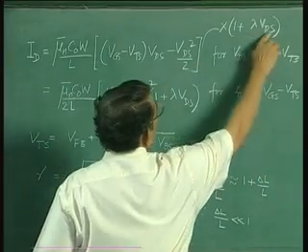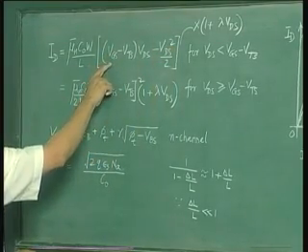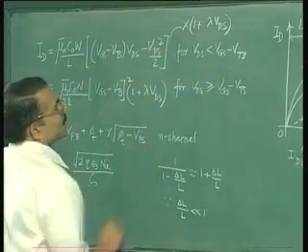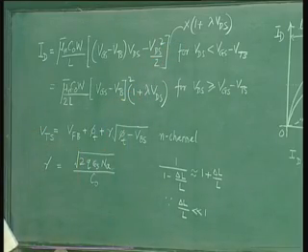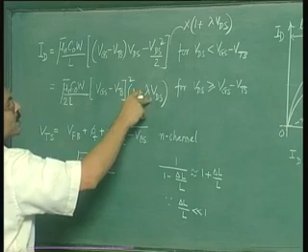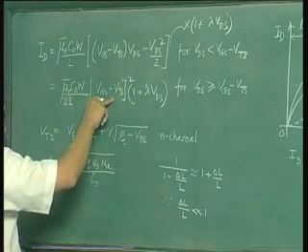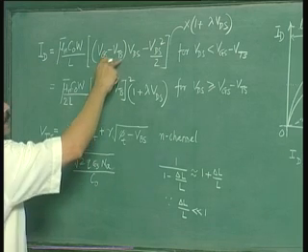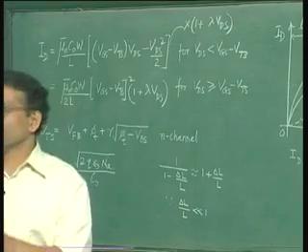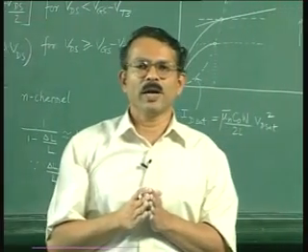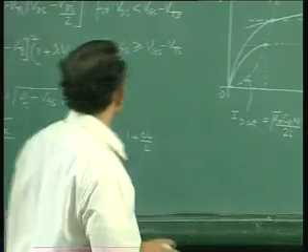Now please note, this is not physical, because channel length modulation does not take place for VDS less than VGS minus VTS. But still, for mathematical continuity of the derivative and the equation, because these are two different segments, we must ensure that the segments are continuous at the point where they meet. So there should be continuity in the value of the two segments at that point, and there should be continuity in the value of the derivative also. So that is why this is done.